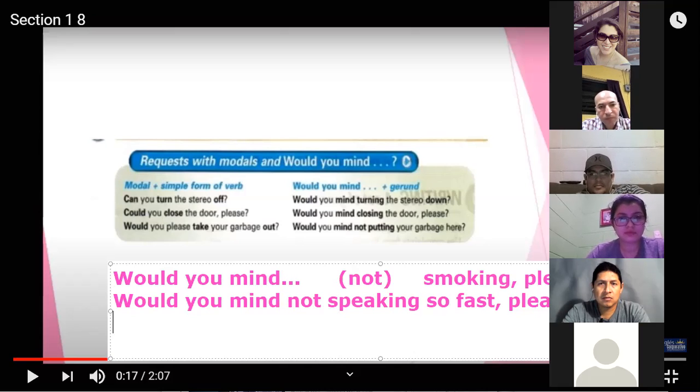Two examples, guys, of favors you have asked in the past. Would you mind not singing so loud, please? And the person is, you're like, would you mind not singing so loud, please? My ears hurt. All right, good example. One more example, guys, before we practice. Would you mind not taking pictures, please? Do you mind not taking pictures? Yes, that's very polite. Okay, and I need one example with can, could, or would.